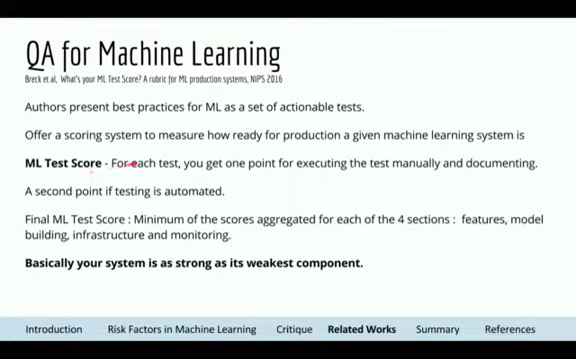So for each test, you get 1 point for executing the test manually and documenting it. If you automate the test, even better, you get 2 points. So your final score is now the minimum of the scores aggregated for each of the following 4 sections: features, model building, infrastructure, and monitoring. Basically, your system is as strong as its weakest component. Let's discuss a few different kinds of tests that can be performed.